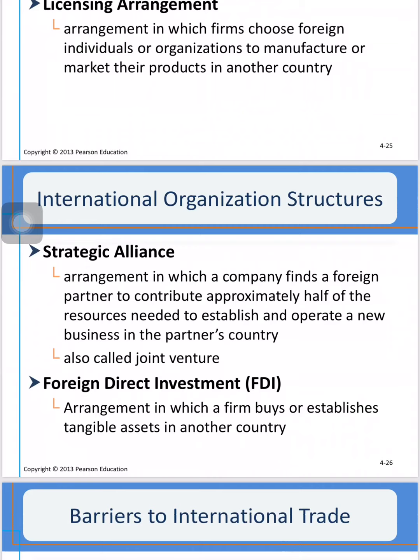Foreign direct investment is an arrangement in which a firm buys or establishes tangible assets in another country. Okay, for example, in your textbook it said that Dell Computer has built assembly plants in Europe and also China. Volkswagen has built a factory in Brazil. Like Disneyland, you can find a theme park in France and also Hong Kong. Okay, this is an example of foreign direct investment.